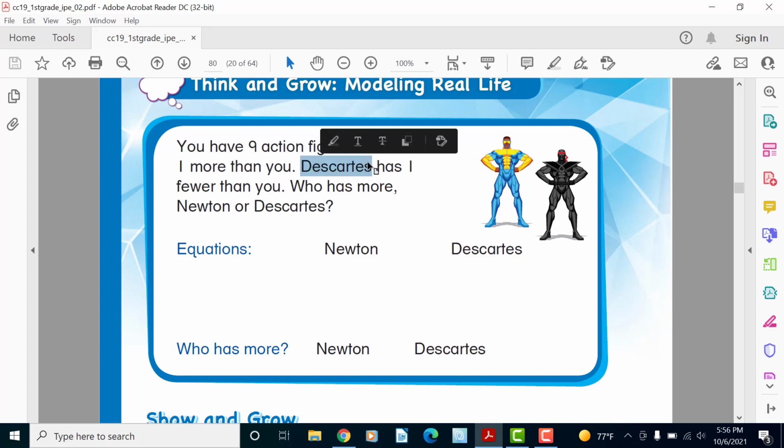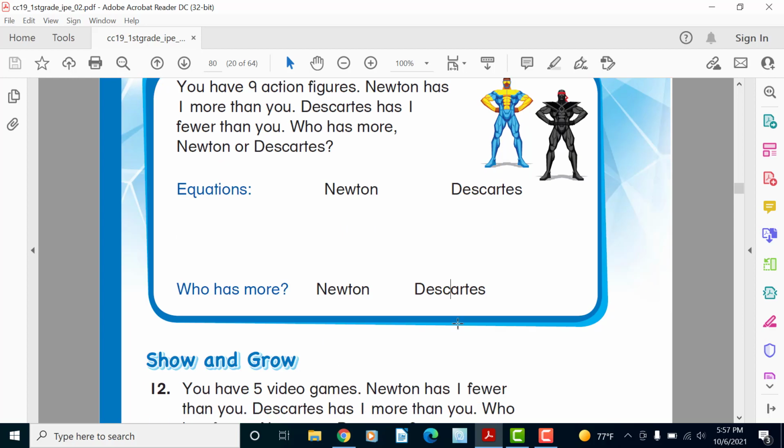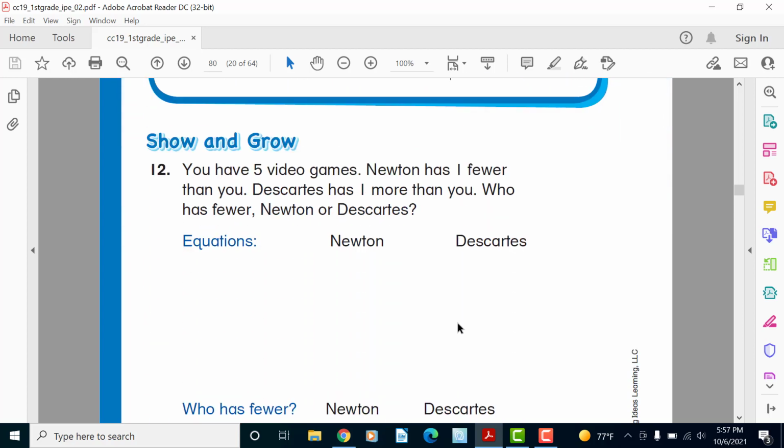Descartes has one fewer than you. So the equation for Descartes, we have 9, so you're going to write 9. Then we're going to write minus 1 because Descartes has one fewer. Now who has more, Newton or Descartes? Go ahead and look back up at your equations, figure them out, and who has more?